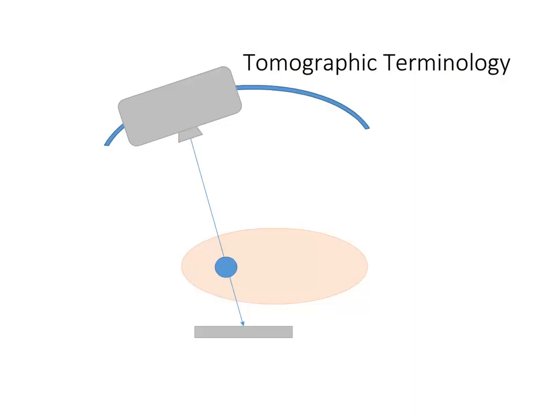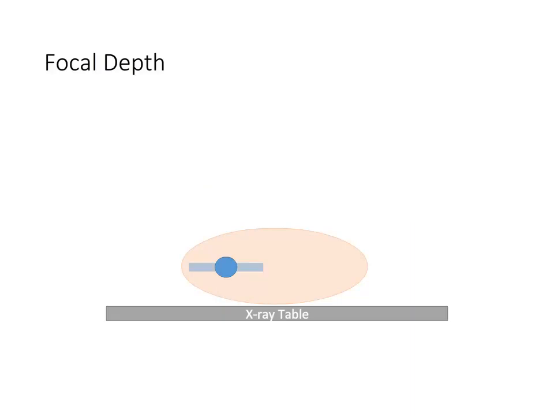Amplitude is the linear distance traversed by the X-ray tube during the tomographic movement. In linear tomography, this is the same as the exposure arc. The focal depth refers to the location of the focal plane in relationship to the X-ray table.